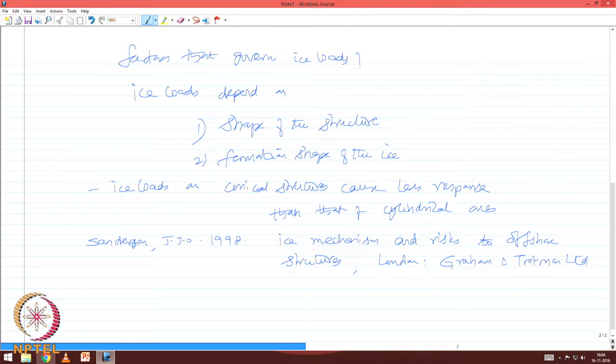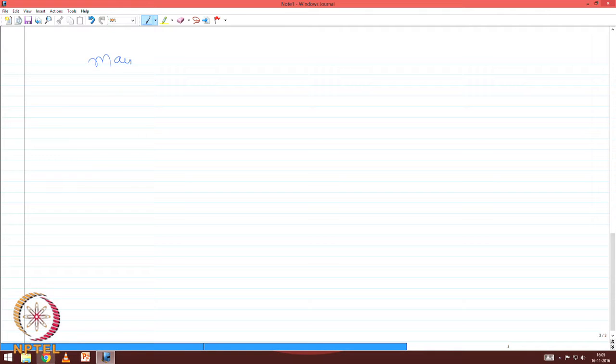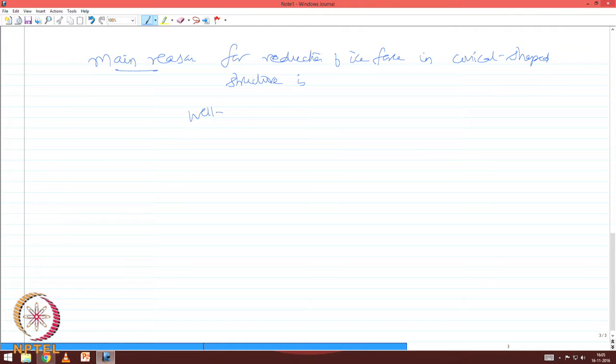Interestingly, one would like to know intuitively what could be the reason for this statement. The main reason for reduction of ice force in a conical shape structure is that a well defined cone can change the ice failure mode from crushing to bending.